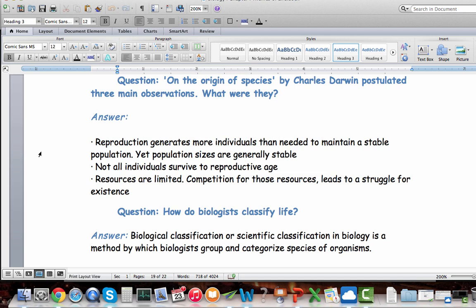Question: in his book On the Origin of Species, Charles Darwin postulated three main observations. What were they? Answer: number one, reproduction generates more individuals than needed to maintain a stable population, yet population sizes are generally stable. Number two, not all individuals survive to reproductive age. And number three, resources are limited. Competition for these resources leads to a struggle for existence.